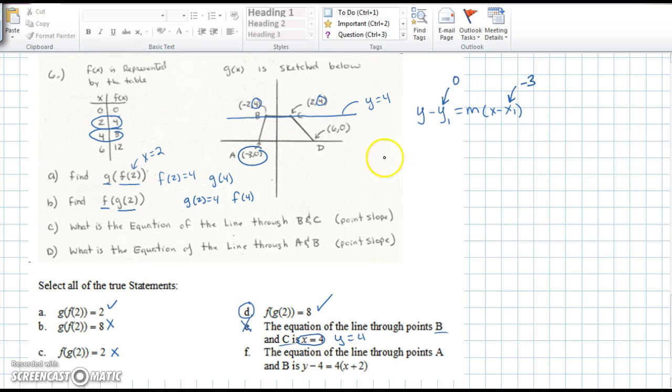And now I just need to find my slope. My slope will be my rise over run of this point AB. So if I go from negative 3 to negative 2, I'm running 1, and I'm rising 4. So my rise is 4 over 1. So I've got y minus 0 equals 4 times x minus a negative 3, or y equals 4 times x plus 3. It could also be y equals 4x plus 12.